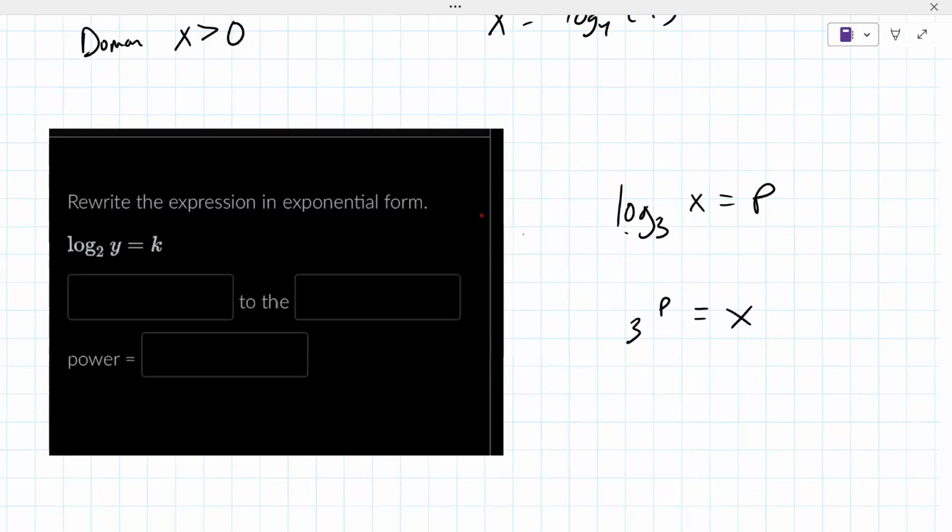Would it be 2 to the k equals y? Yes. Very good.